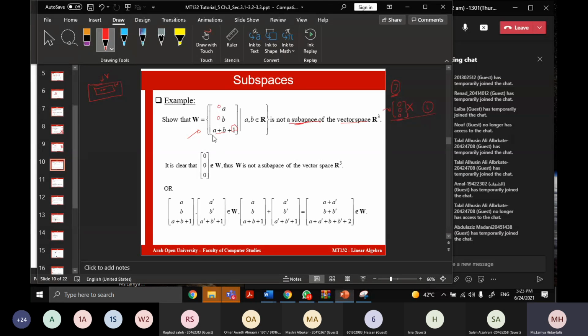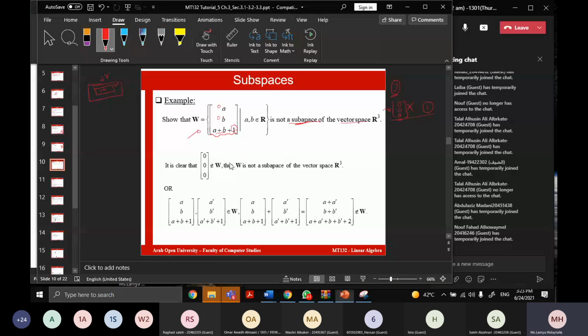Let's take two elements. They should look like this. So we can assume that the first one is A, B, A plus B plus 1. So this is my first vector. I pick it from this set. Now another vector, then this one, another vector.